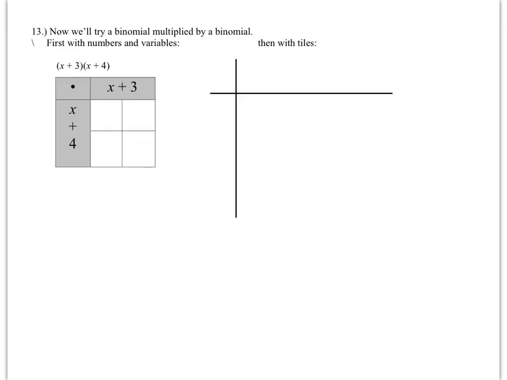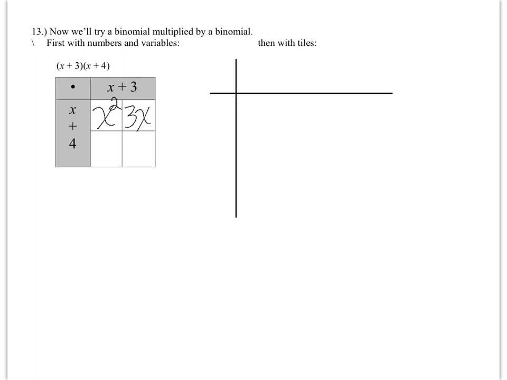All right, so now we're going to apply what we just did with a binomial times a binomial, right? So we've got two terms times two terms. So if I put the x plus 3 here and the x plus 4 here, then I'm creating 4 boxes. I have x times x here, which is going to give me an x squared. And then I'm going to do a 3 times x right here, which is going to give me 3x.